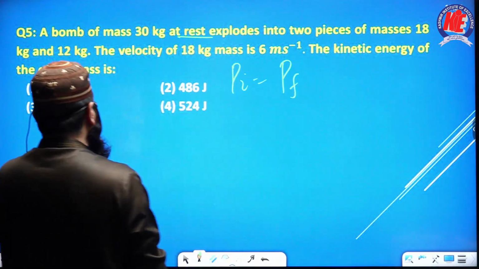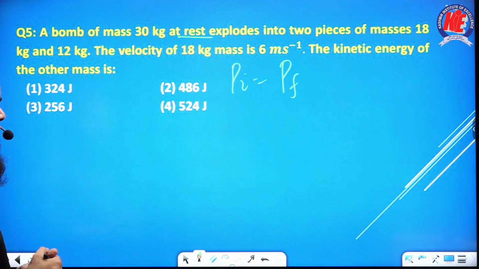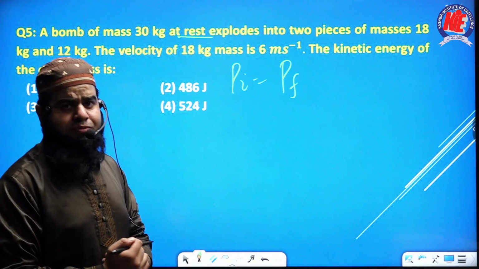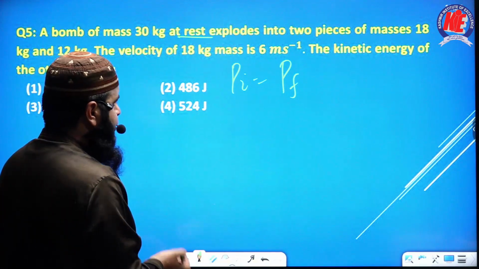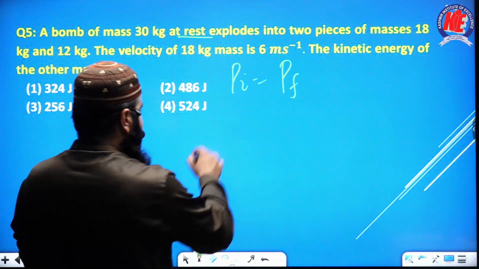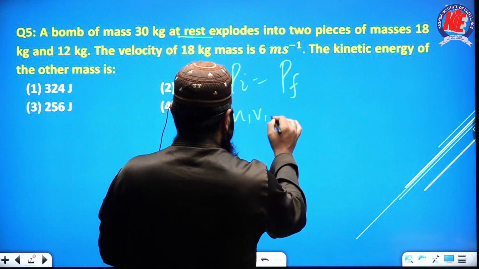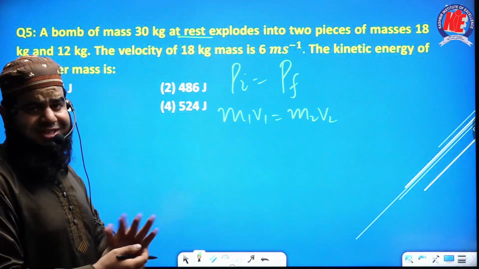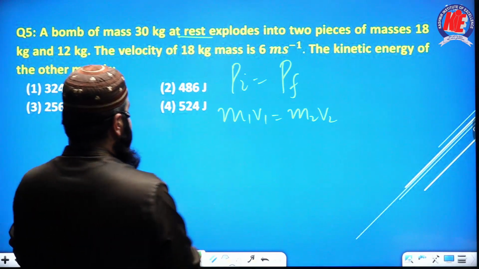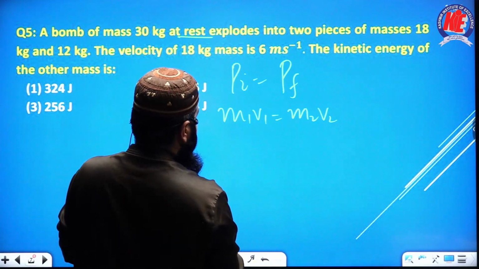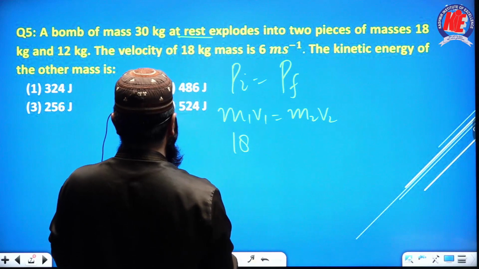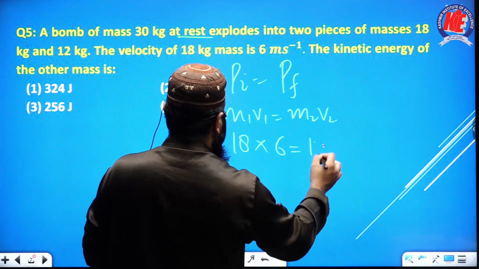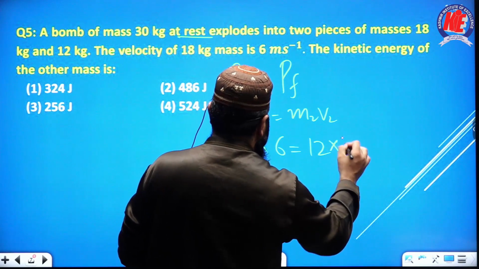Now the bomb is initially at rest, so initial momentum is 0. और finally इसके दो fragments हैं, तो definitely just based on the momentum conservation उनके magnitudes जो है linear momentum के वो same होने चाहिए. So I can make the conclusion m1 v1 should be equal to m2 v2, just the constants of the conservation of linear momentum. m1, one of the fragment you are having the 18 that runs with the velocity of 6 is equal to, दूसरा fragment is 12 that runs with the velocity that is given as v2.